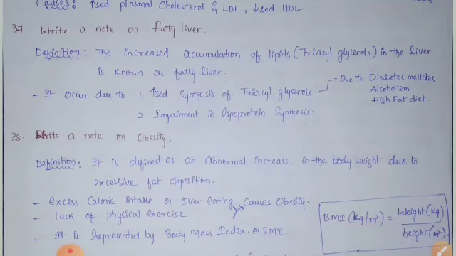Write a note on fatty liver. Fatty liver can be defined as the increased accumulation of lipids in the liver. Triacylglycerols can accumulate in the liver whenever we consume excess food. That can be converted into triacylglycerol.